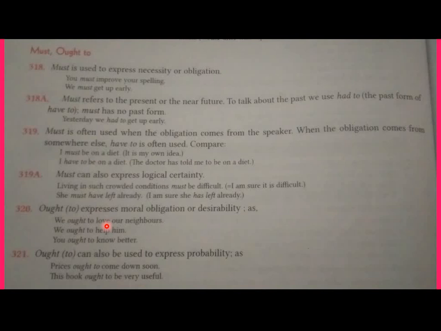Must is often used when the obligation comes from the speaker. When the obligation comes from somewhere else, have to is often used. I must go on a diet. It's my own idea. I have to be on a diet. The doctor has told me to be on a diet. We have compared these sentences. So, I must be on a diet is our own idea, and I have to be on a diet is because the doctor has insisted. Must can also express logical certainty.